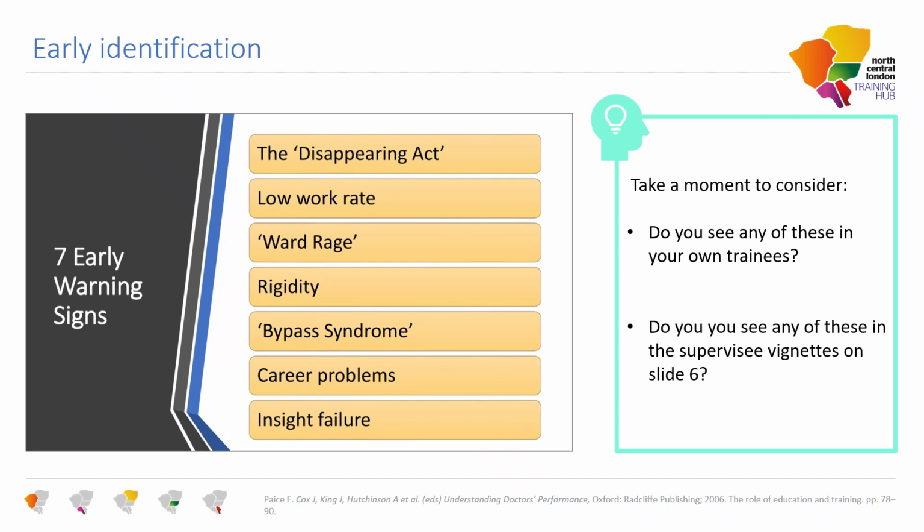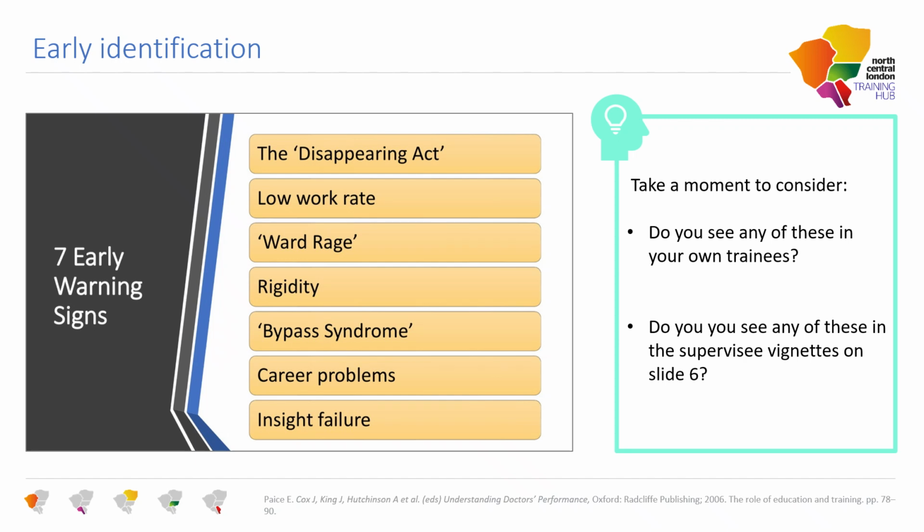The disappearing act may present as frequent sick leave or not being able to find someone at the surgery when they should be there. Low work rate can present as being slower or seemingly less productive, like Supervisee B in the vignettes.